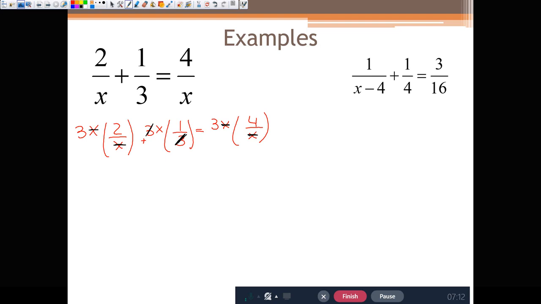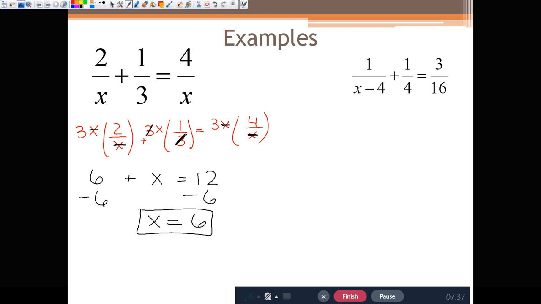So now I'm going to multiply 3 times 2 and get 6. 3 times 1 and get, x times 1 and get x. 3 times 4, 12. Then I'm going to subtract 6 from both sides, and x equals 6. Okay?